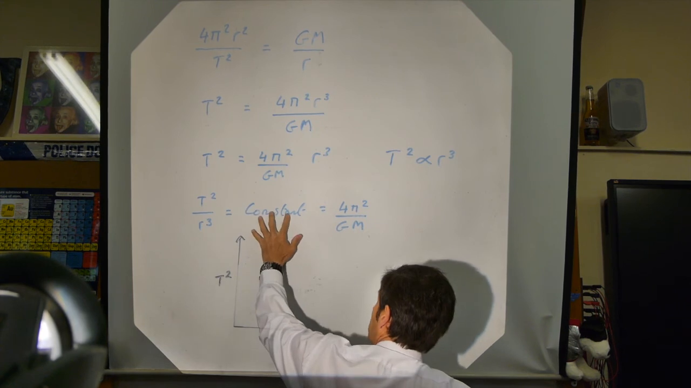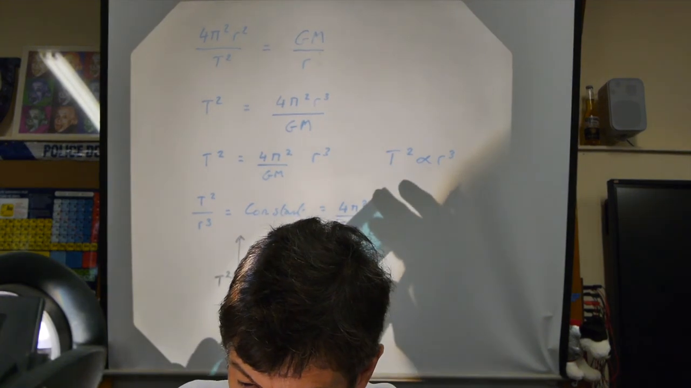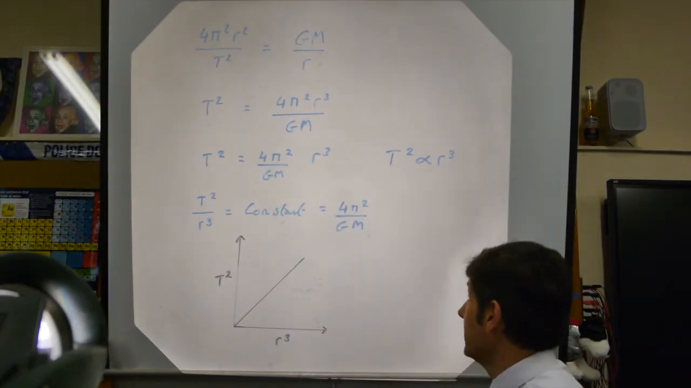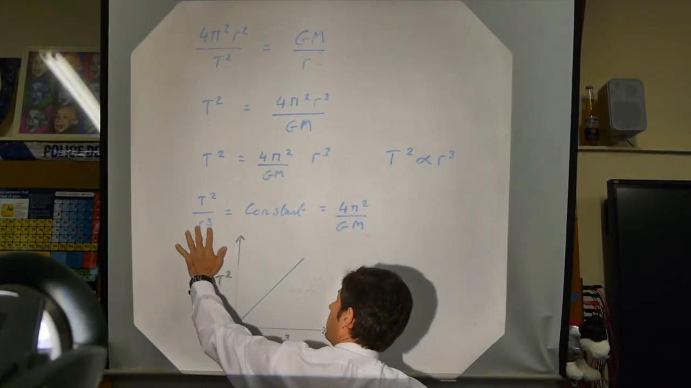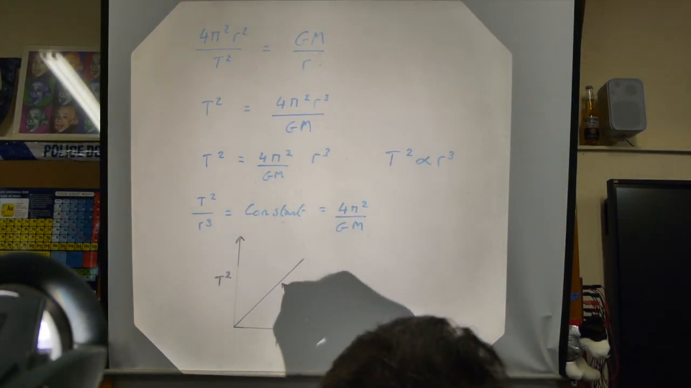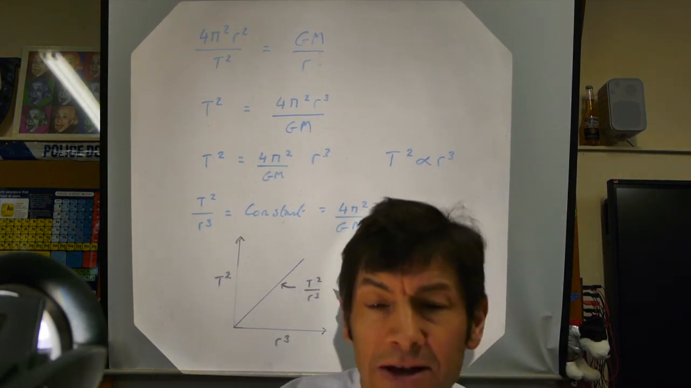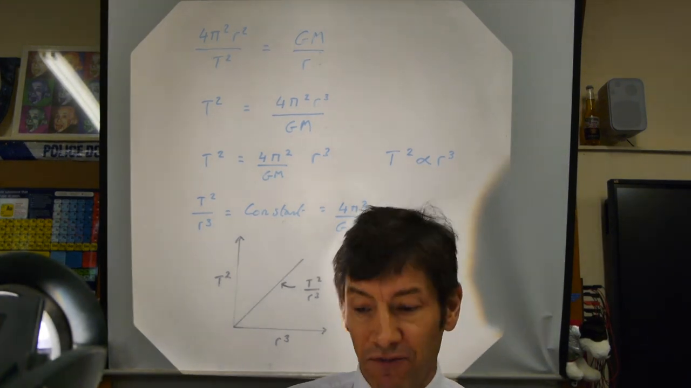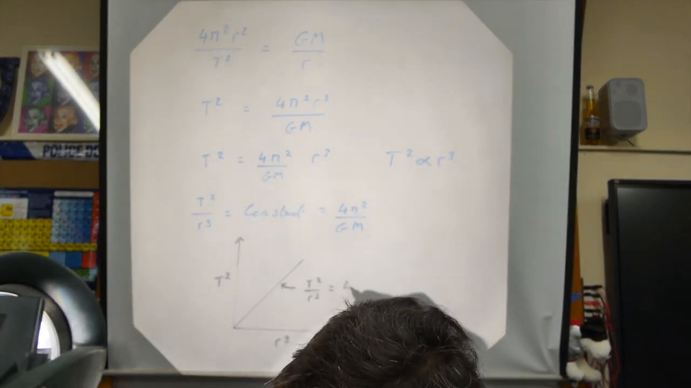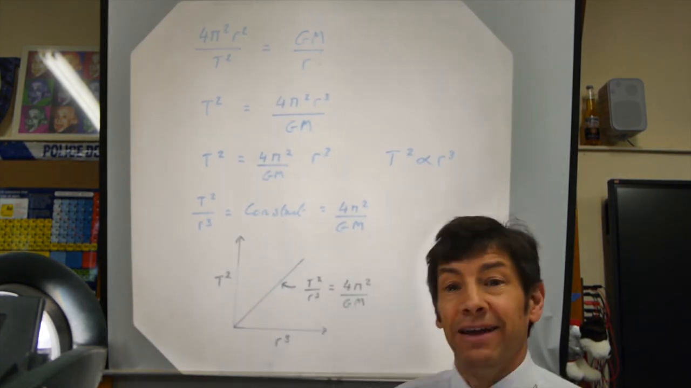You know that because that's a constant, we'll get a straight line. And again, I'm not going to try and draw the straight line at 45 degrees. There's the straight line. And t squared over r cubed being a constant will be the constant gradient. So here we've got t squared over r cubed. I won't write m, y equals mx plus c, because it gets a bit confusing what the m means. It means gradient in this case. And that will be equal to 4 pi squared big G over big M.